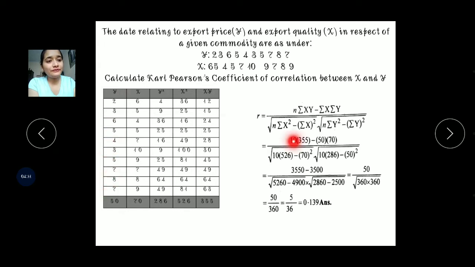So 10 multiplied by summation xy. First multiply and then sum.